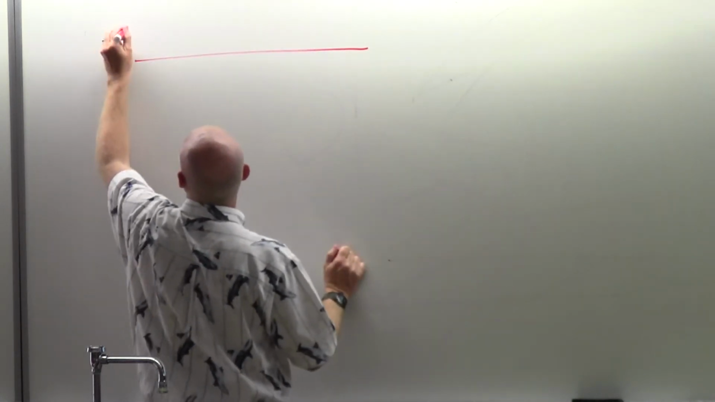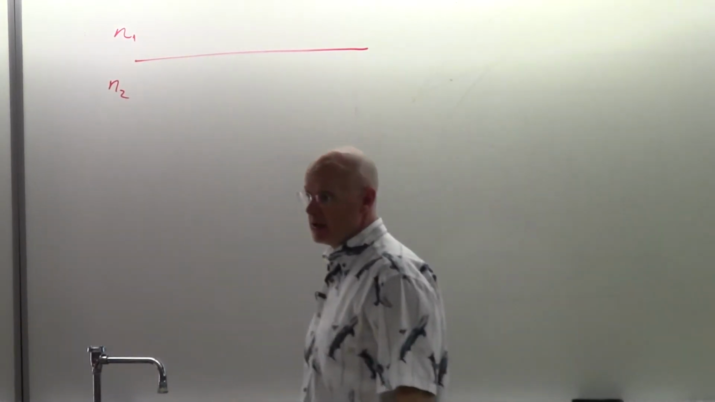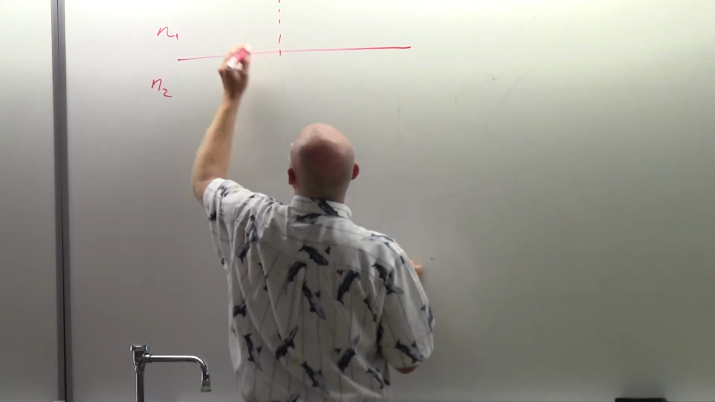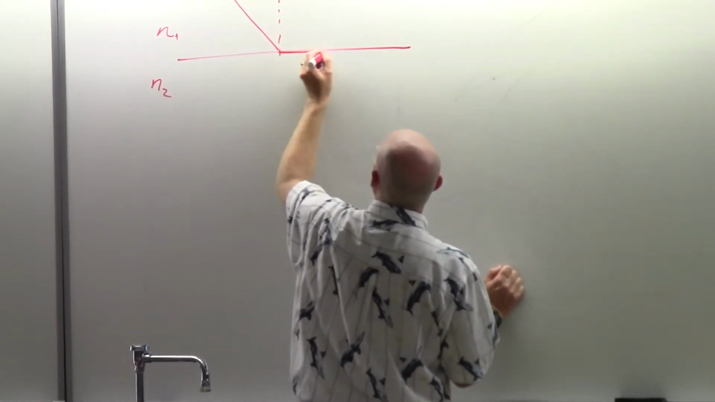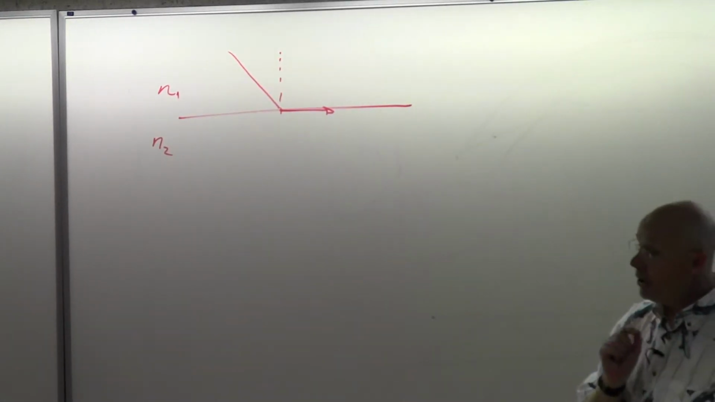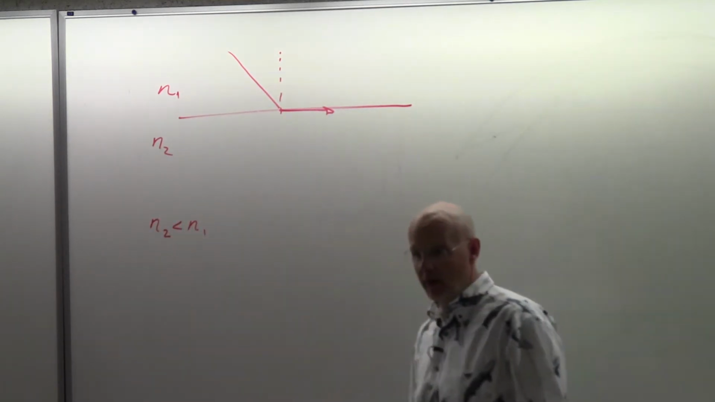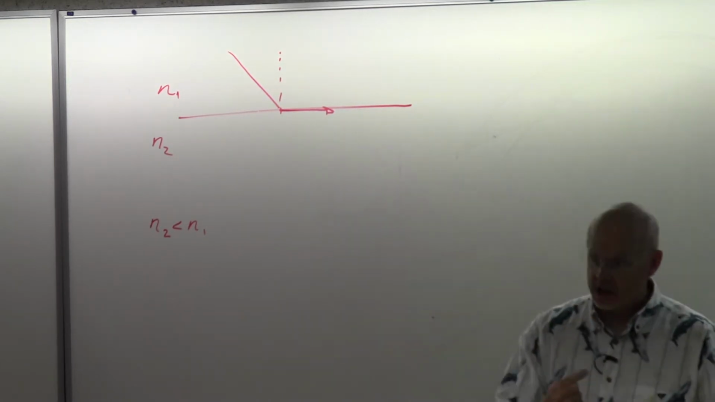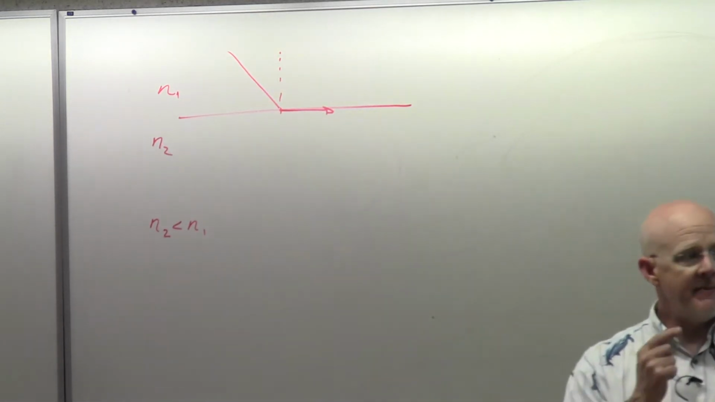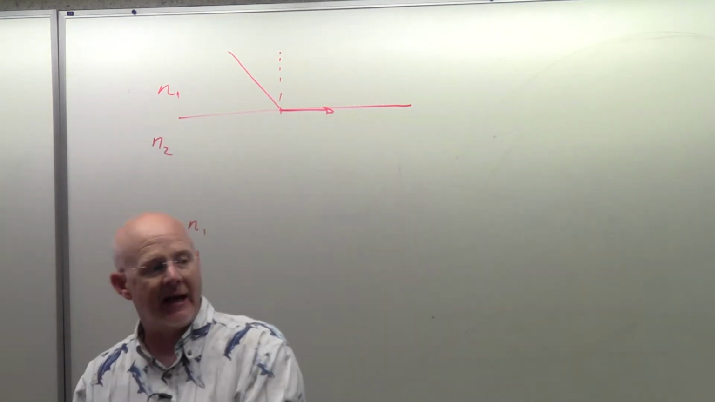So if I put, say, index N1 going into index number 2, then what will happen here is as the light comes in, it will bend and go parallel to the surface. Now please remember, this would only occur if N2 is less than N1, right? We have to be going into a faster moving surface to bend away from the normal. So the whole idea of a critical angle only makes sense when you're talking about from in the glass to out, not out of the glass in.